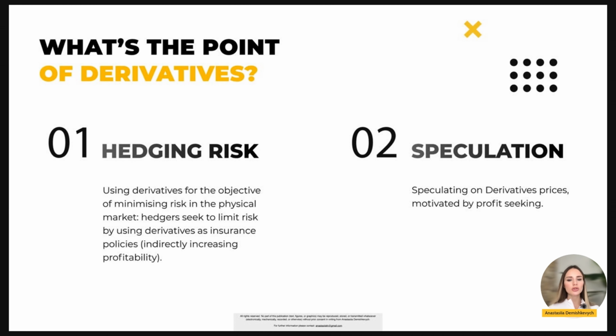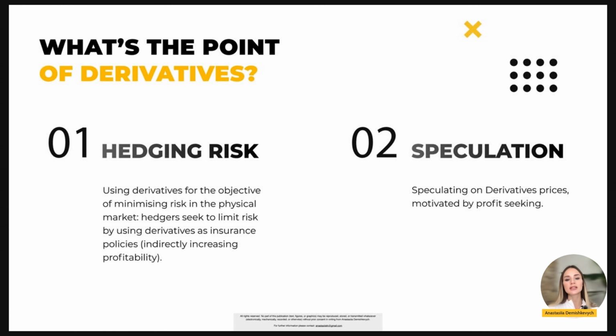So why do derivatives exist in the first place? Here are the two main purposes. First is hedging, reducing the risk. For example, if you're a wheat producer, you may want to protect yourself from the risk of falling wheat prices. You could use a derivative to lock in the price now, ensuring that you will be able to sell your wheat at a good price in the future.